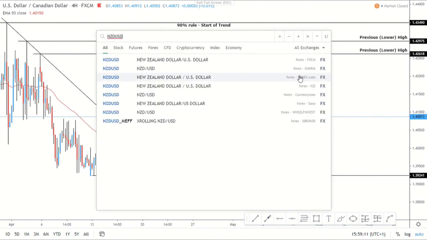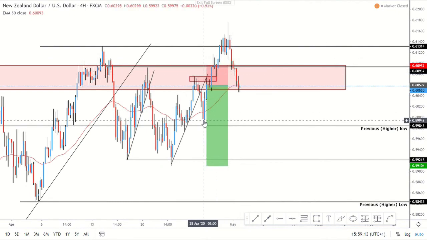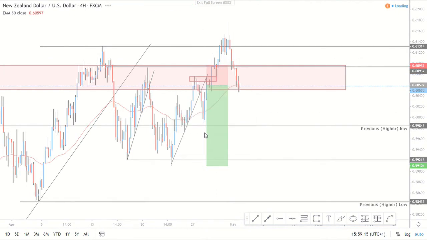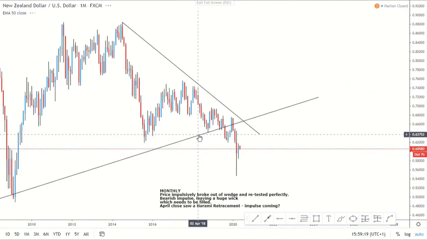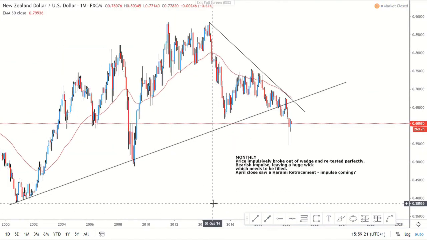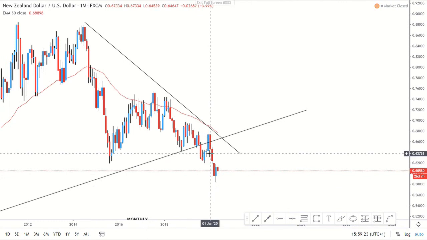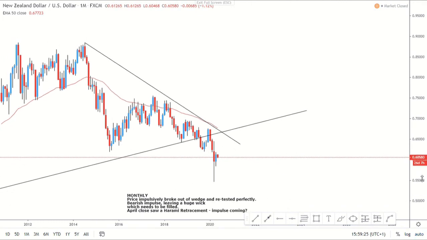And then just going back to NZD USD, because I missed it because it was in with the other ones. So on the monthly, we can see we've got the wedge, which we broke out from. Price very extended, so we needed that retracement. Then we got the Harami retracement, which we're hoping an impulse could be coming.